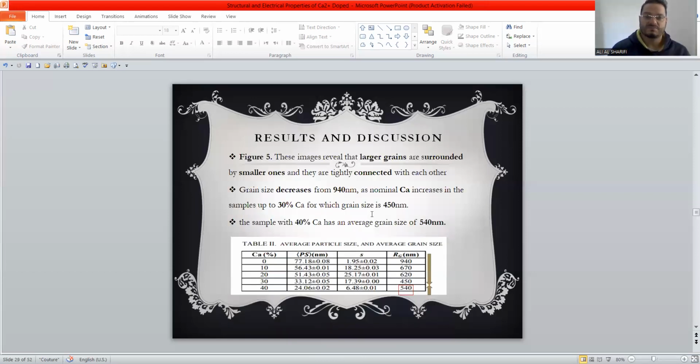At figure 5, this image reveals that, by using scanning electron microscopy or atomic force microscopy, the researchers could take many pictures of this compound's surface.